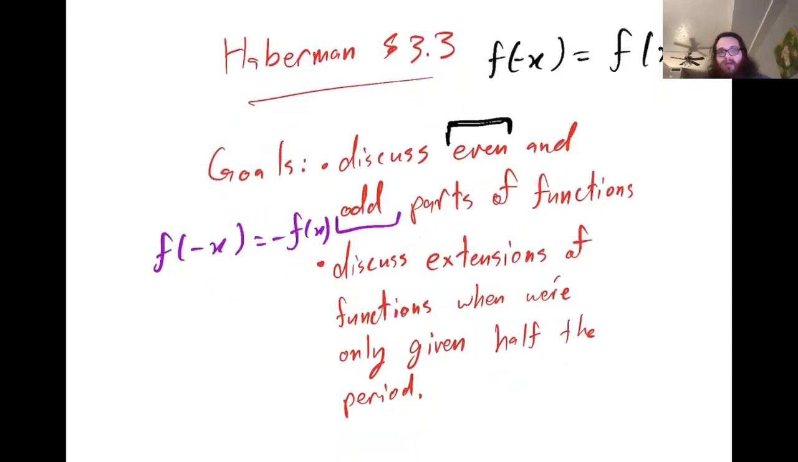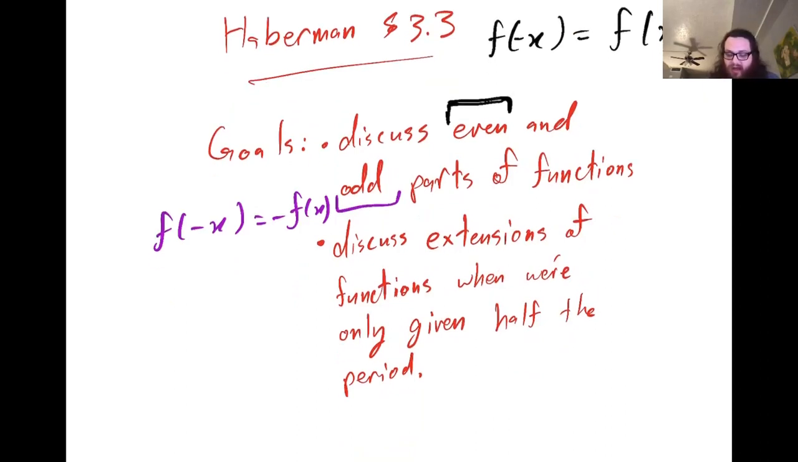The reason that we're talking about these is because Fourier series are composed of just even and odd functions. One of the other goals of this section is to discuss extensions of functions. One extension that we've already worked with is the periodic extension, where you sketch your function and then copy that sketch plus L, plus L, plus L, and then minus L, minus L, minus L, whatever.